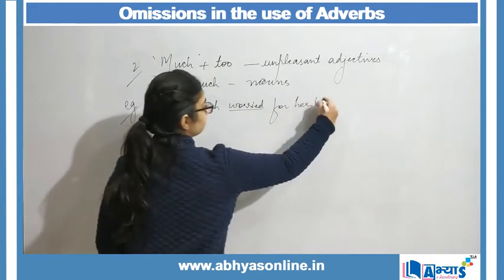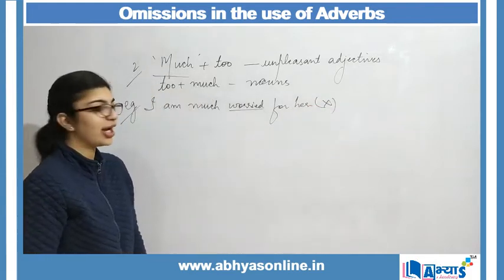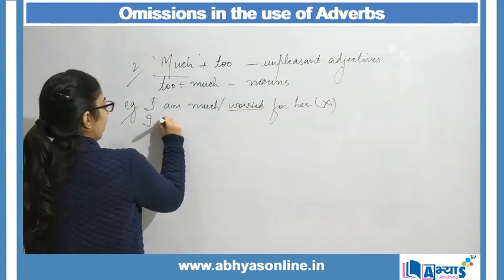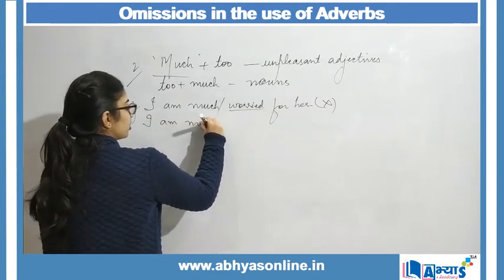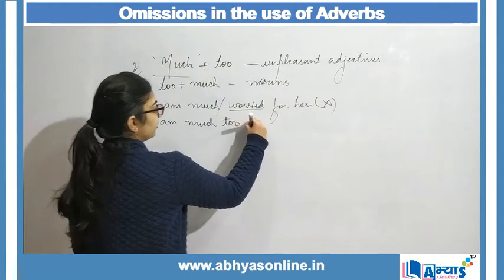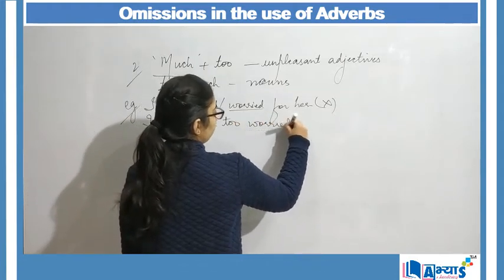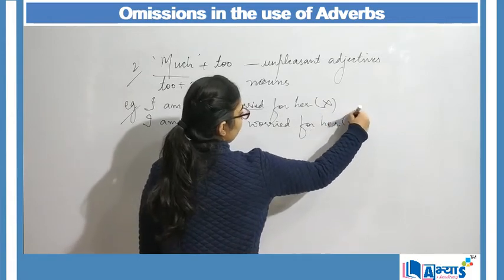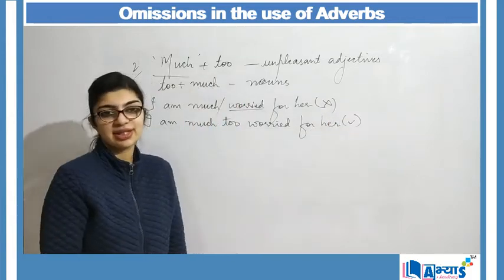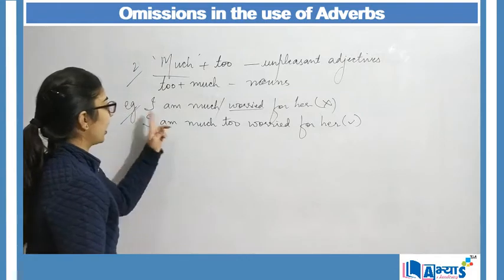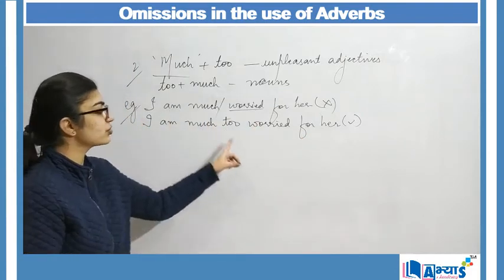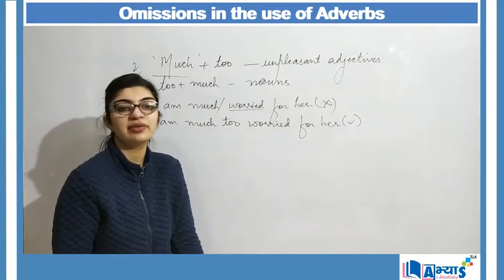So here my sentence is wrong. Why? Because I omitted a word over here. I will say, I am much too worried for her. And this is my correct sentence. So I am much worried for her is wrong. I am much too worried for her is correct.